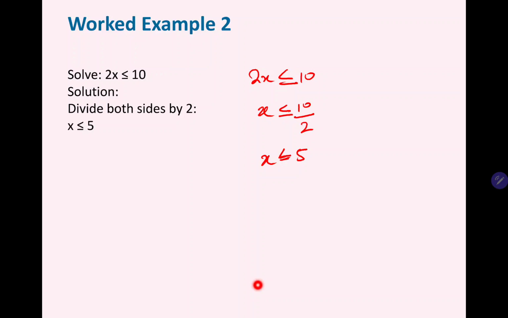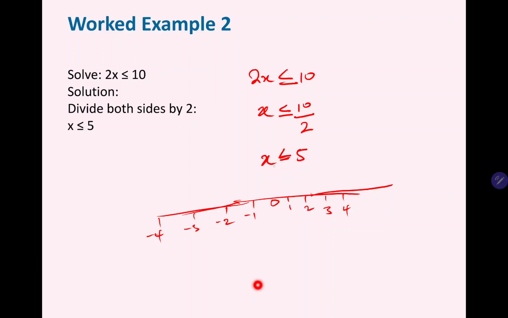Okay, so if they say x is less than or equal to 5, on the number line now, what they call a number line is a line that has both negative and positive numbers. From 0 in the middle, you have 1, minus 1, 2, minus 2, 3, minus 3, 4, minus 4. This is what is called a number line.